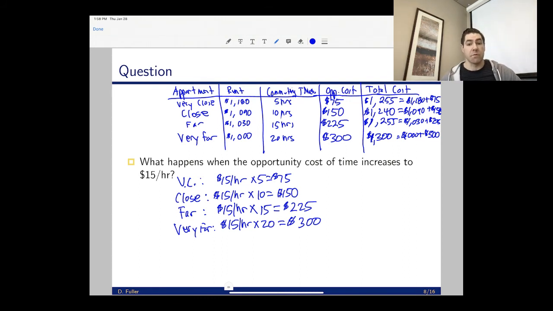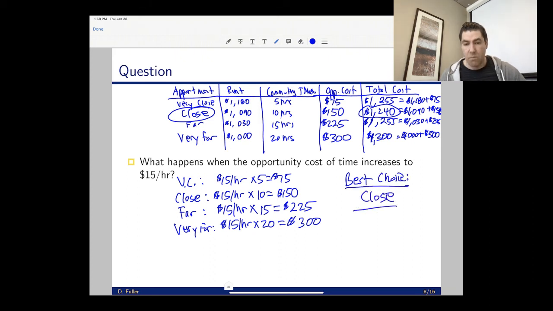So which apartment should I choose in this case? The one that's going to maximize my net benefit, if the total benefit is the same, is the lowest cost option, which is now close. A good thing to do when you do a problem is to stop and think about it. Does my answer make sense given what's happened? Let's say that for some odd reason, you messed up a calculation and you said, I'm going to choose apartment very far. You would think about it and say, okay, so what happened? My time became more valuable and I decided to move further away from campus. Well, if the total benefit didn't change, that doesn't make sense. If my time becomes more valuable, I want to move closer to campus to reduce my commuting time, if the total benefit stayed the same at 2,000.